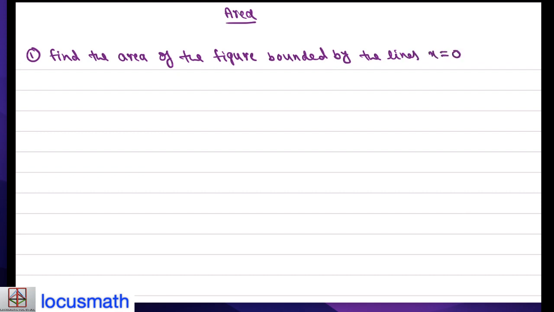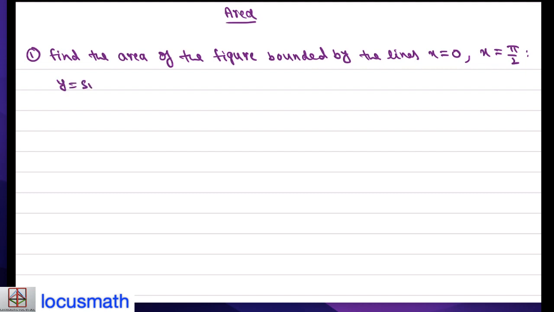x equals 0, x equals pi by 2, y equals sin x, and y equals cos x. So this is the question.